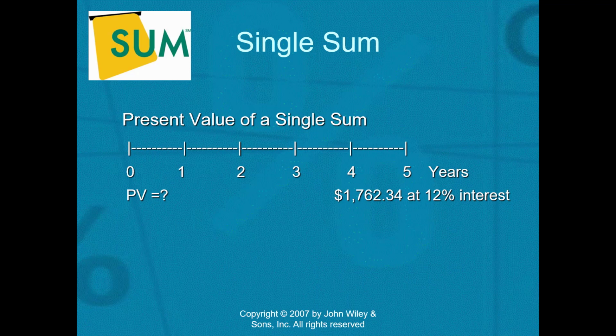In case I didn't say this earlier, all present value entries 100% of the time go in as a negative number. No future value entry ever goes in as a negative number. It's always a positive number. So we hit the 1762.34 as our future value. Then we're going to do the same thing we did in the previous one. We hit 5, and then we hit N. Then we hit 12 IY, and now we're going to compute present value.